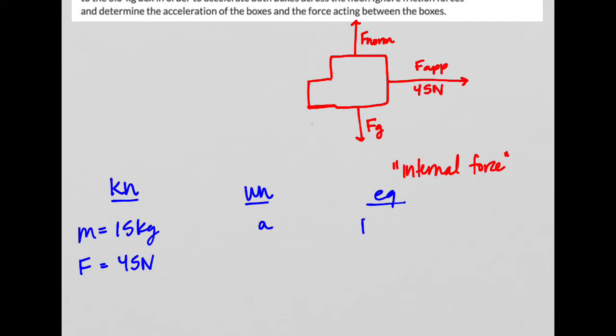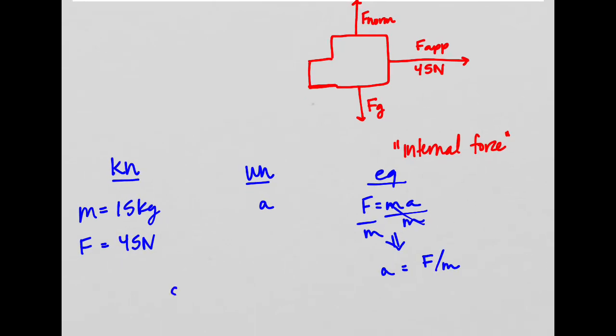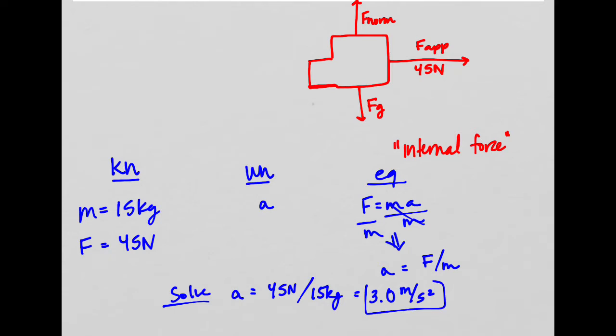So we're going to use our equation F equals m times a, but we're going to rearrange it for a. So we have acceleration equals force divided by mass. Now we can solve. And we get acceleration equals 45 newtons divided by 15 kilograms. This gives us an acceleration of 3.0 meters per second squared. Okay, so now that we've determined our acceleration, we're done with the first part of our method 1.